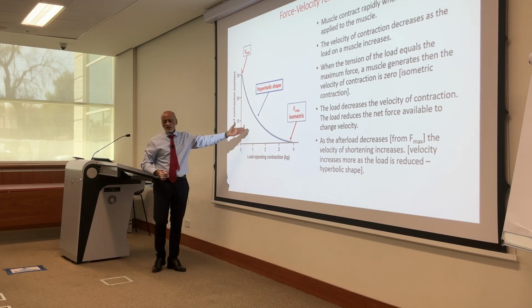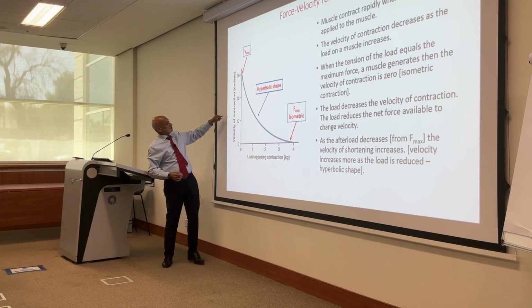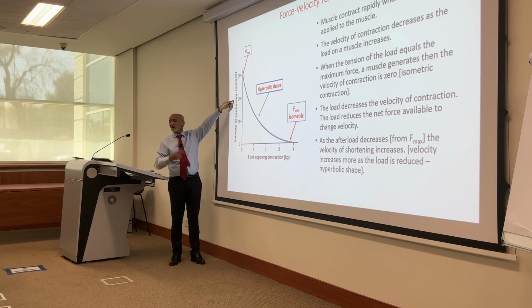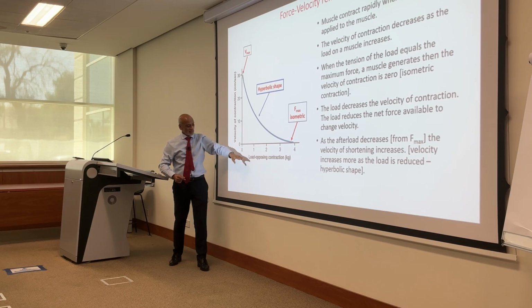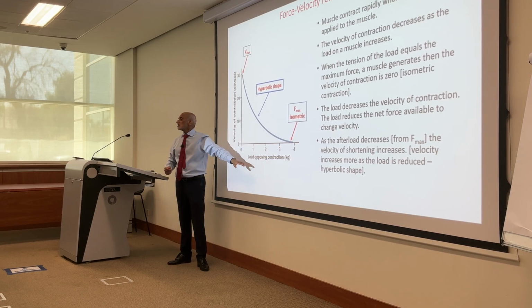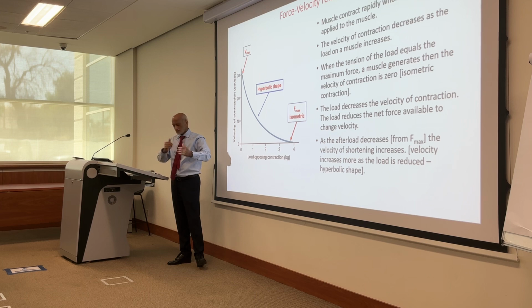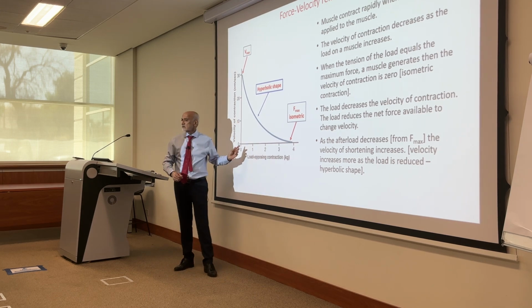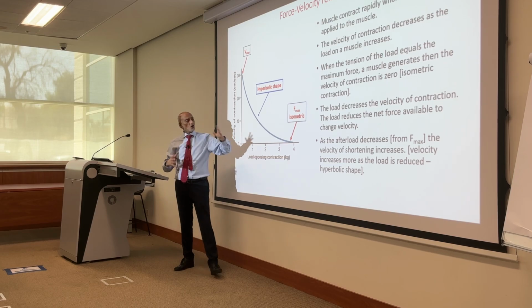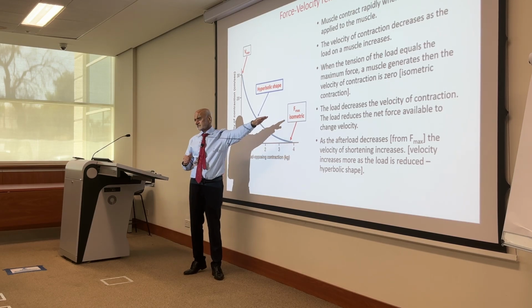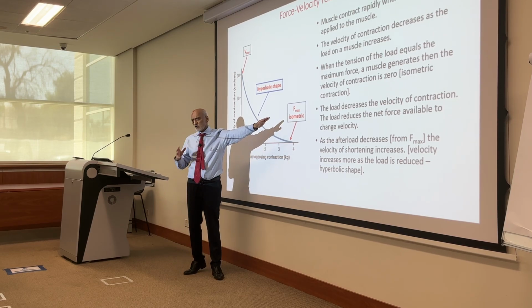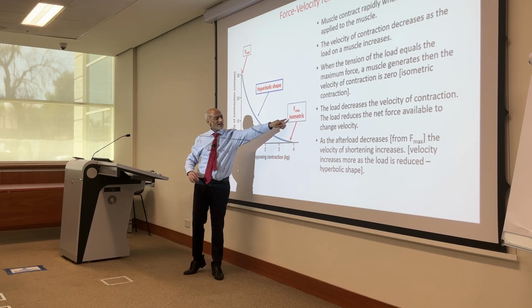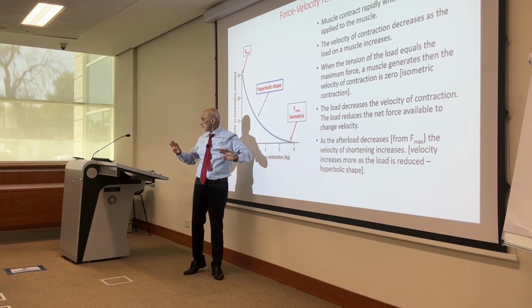So if you are looking at velocity, you've got velocity of contraction, how fast the muscle contracts, against the load or the afterload that you have on it. Notice here, the velocity is 0. Because the load is so great that the maximum force your muscle can generate will not move it, and we call that an isometric contraction.